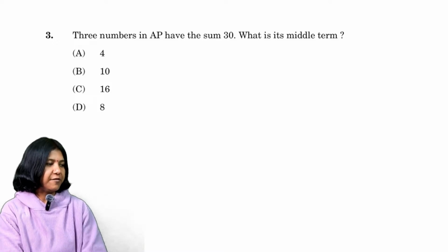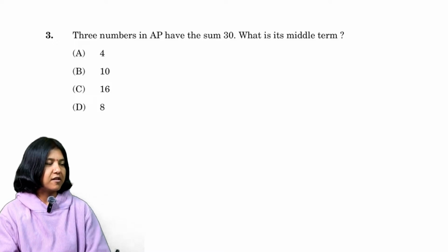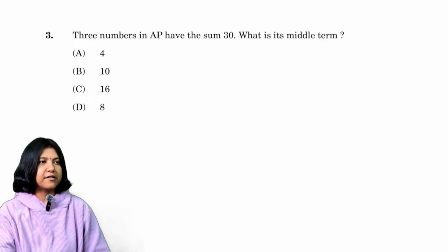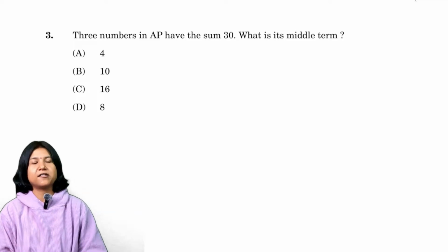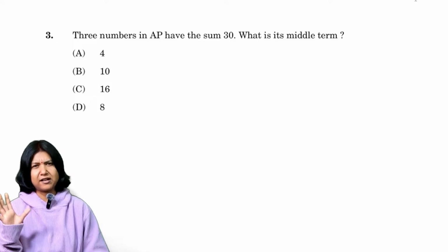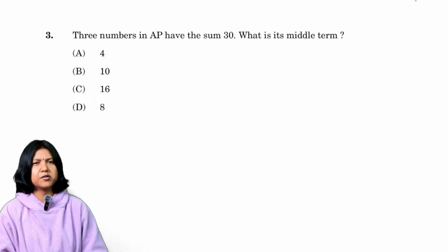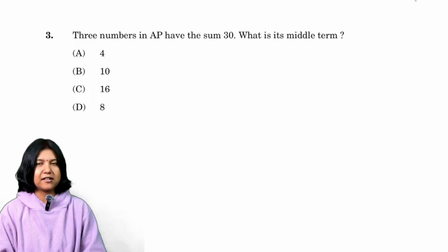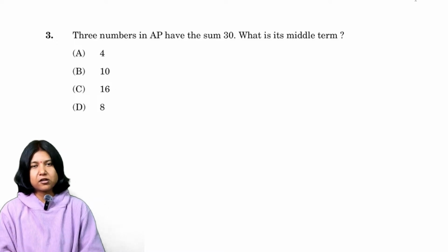First of all, the question is asking you to find the middle term where they have given you the sum of 3 terms. Now you don't know what 3 terms are there, okay? So you don't know if these are the first 3 terms or the last 3 terms. You know nothing. You just know that there are 3 consecutive terms and their sum is 30. Find the middle term. How exactly do you approach this question? Well, there is a shortcut.